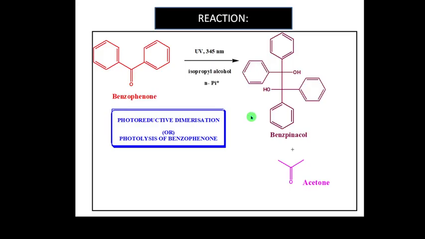This is the reaction. Benzophenone on photolysis in isopropyl alcohol with a UV source at 345 nanometers results in a dimer. Of course, this is a reduction reaction and the product is a dimer. So simply we call this a photoreductive dimerization reaction. As I already pointed out, isopropyl alcohol is the reducing agent, meaning it is oxidized, and the oxidized part of this is acetone.